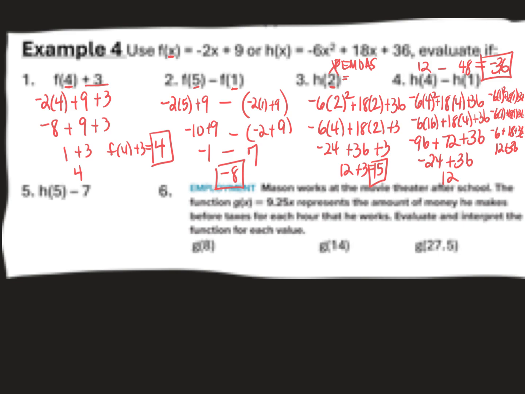Did I make a mistake? Oh, I see a mistake I made. Oops. Hold on. This should have been 36. This should have been 36. And that answer changes, so I really did make a mistake. But I found it before I was done.